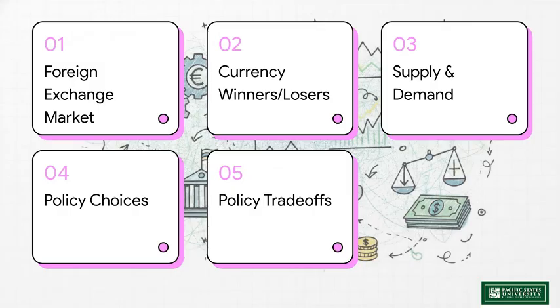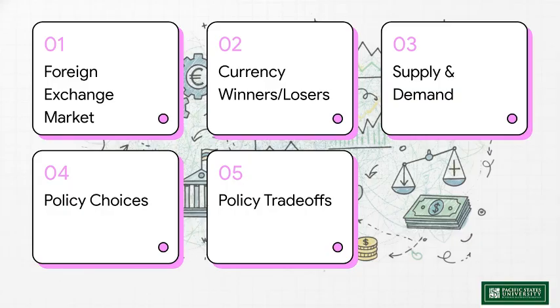Here is our roadmap for this session. We'll start with the foundational mechanics in Part 1, the foreign exchange market. Then we'll move into Part 2, the currency winners and losers. From there, we'll dive deep into Part 3, supply and demand dynamics, followed by Part 4, exchange rate policy choices. And finally, we will wrap up by weighing the incredibly difficult choices in Part 5, the trade-offs of intervention.